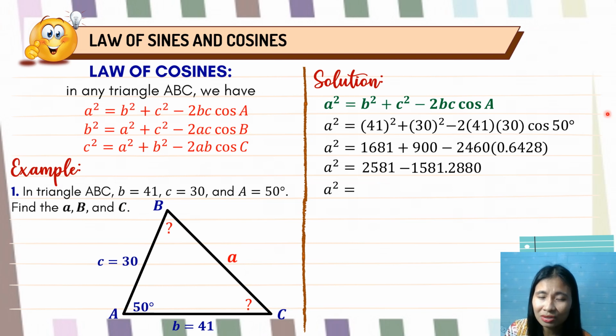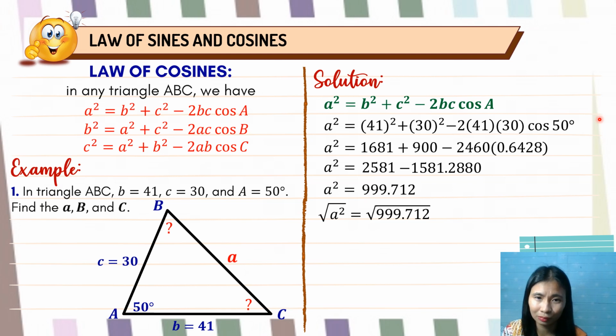2,581 minus 1,581.2880 is 999.712. Now, since 999.712 is the value of A squared, we need to get the square root.